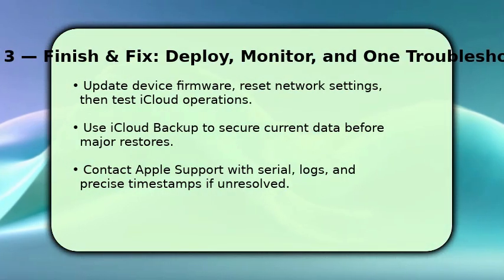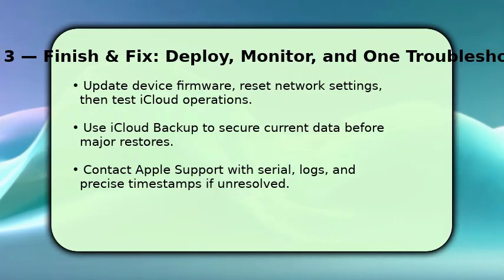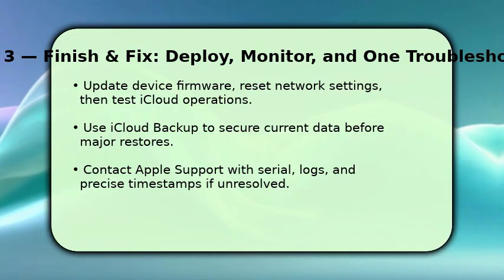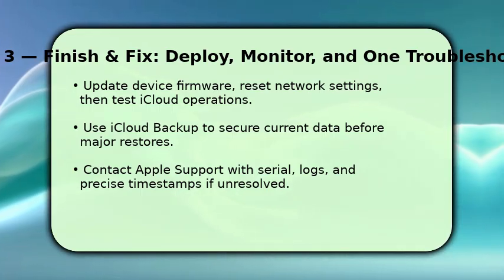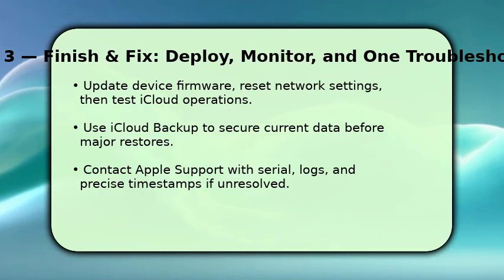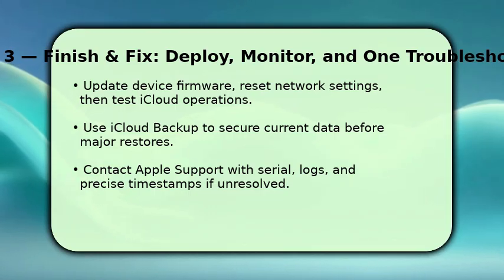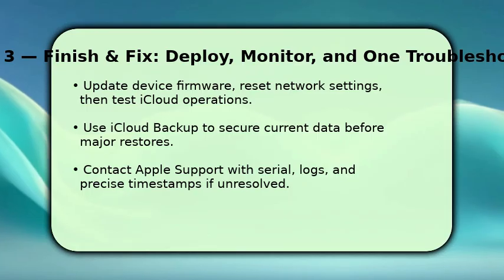Finish by applying system updates and refreshing network settings to eliminate lingering protocol or certificate errors. Reset network settings if uploads still fail, then try a small file sync to validate. If you need to restore, enable iCloud Backup now to preserve current state so you can roll back safely. Finally, if the issue continues, collect error messages, device serial number, and timestamps, and contact Apple support.